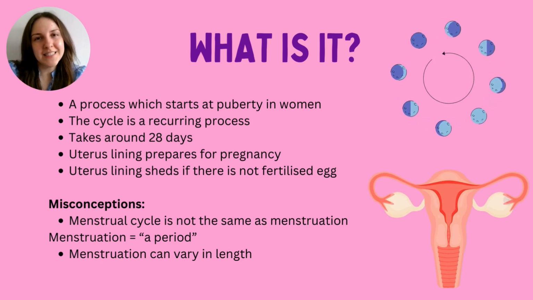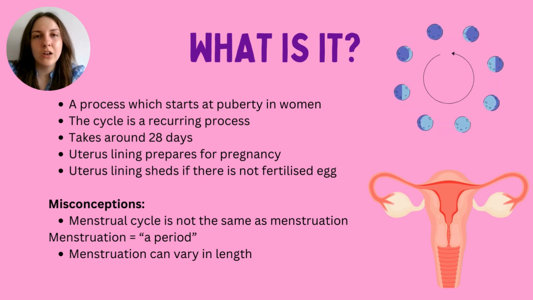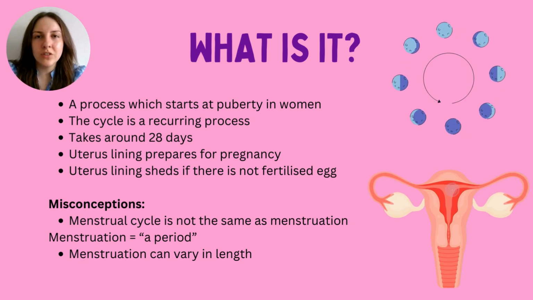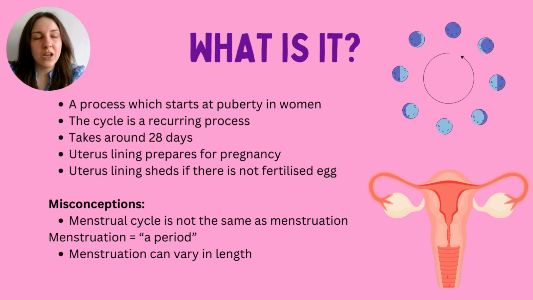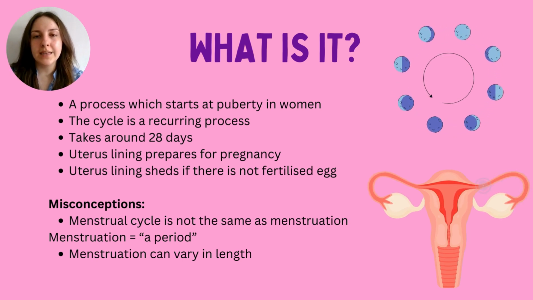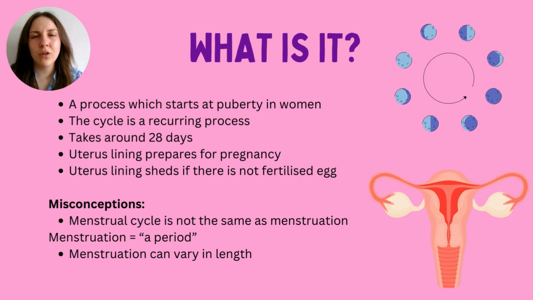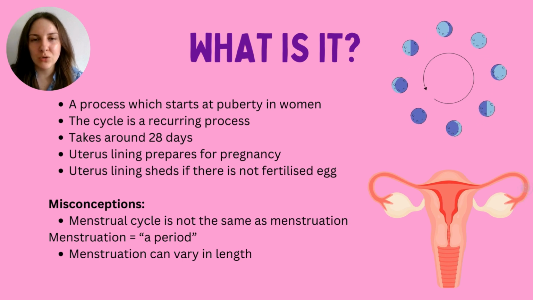So, what is the menstrual cycle? Let's talk about it. It's a process that starts at puberty in women, and this particular age depends on the woman, okay? A lot of different factors go into when menstruation actually occurs, but it does often happen around puberty. And it's a cycle that essentially occurs over and over again for the majority of the life of the woman, and it takes around 28 days. Although, again, with anything in biology, there are always some discrepancies here and there. It can be slightly longer, slightly shorter.